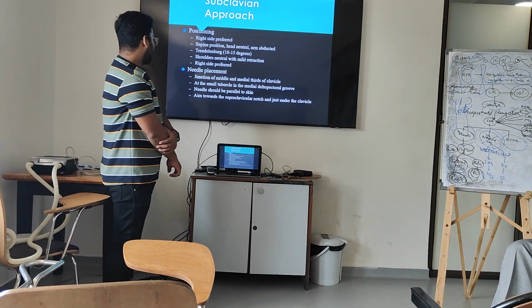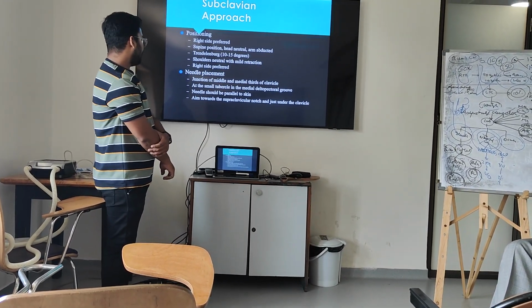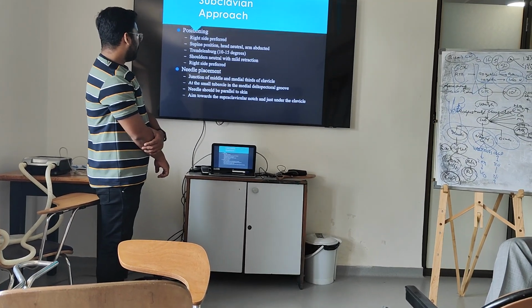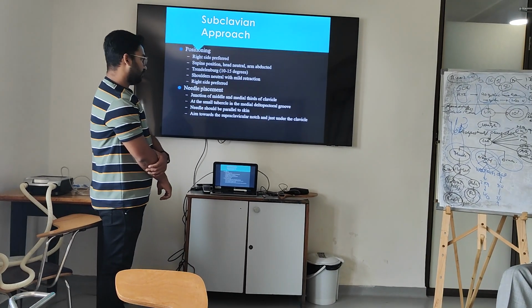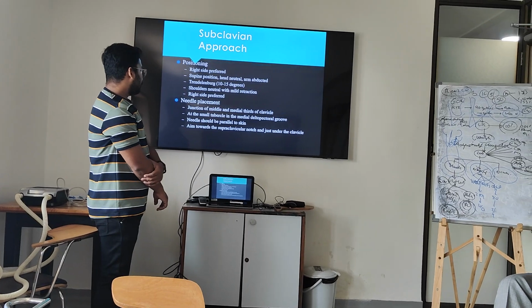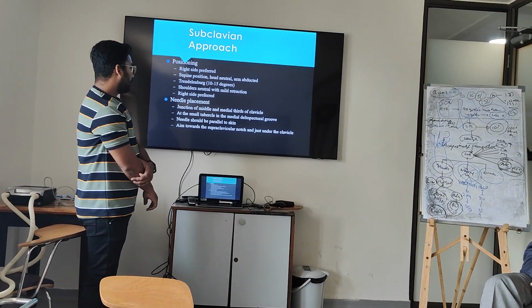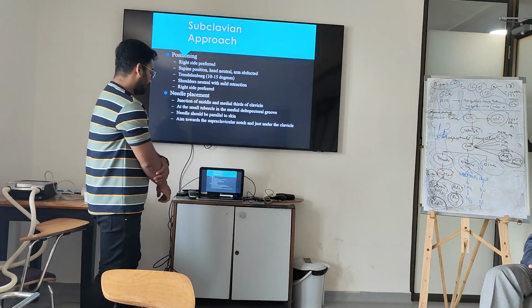Needle placement at the junction of the middle and the medial third of the clavicle, at the small tubercle in the medial deltopectoral groove. Needle should be parallel to the skin. Aim towards the suprasternal notch and just under the clavicle.